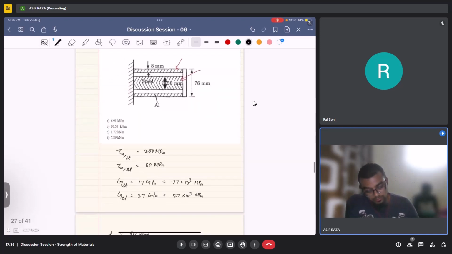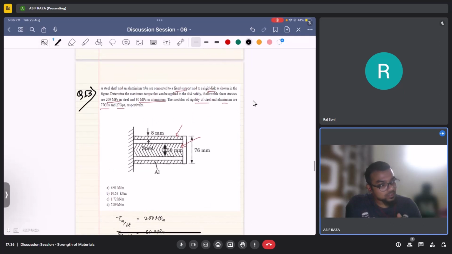Okay, so the question which we are discussing now is this question. A steel shaft and an aluminium tube are connected to a fixed support and to a rigid disc as shown in the figure. We have to find the maximum torque that can be applied to this system, considering the allowable shear stresses are 200 megapascal in steel and 80 megapascal in aluminium. The modulus of rigidity of steel and aluminium are given as 77 gigapascal and 27 gigapascal respectively.